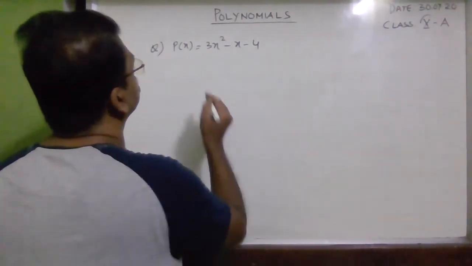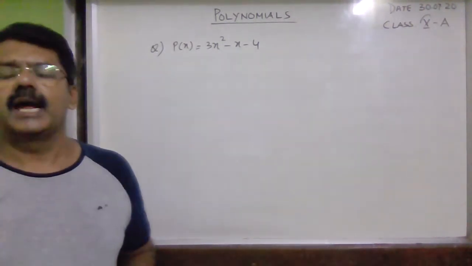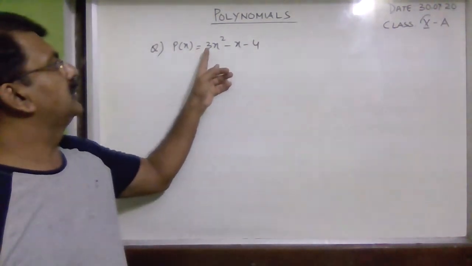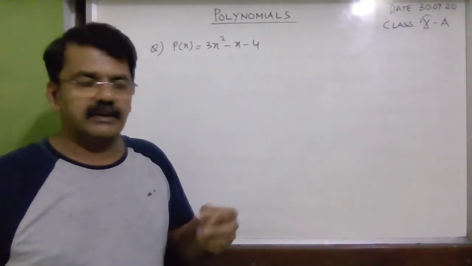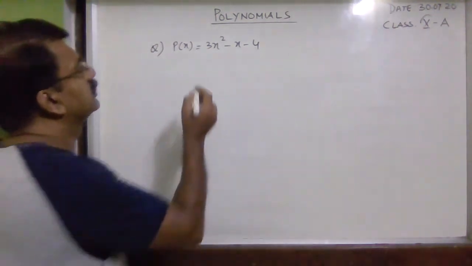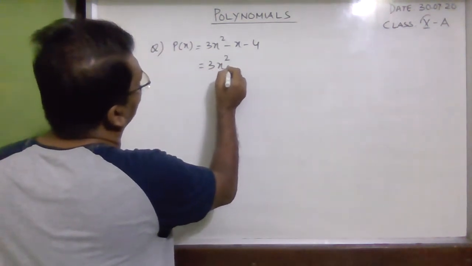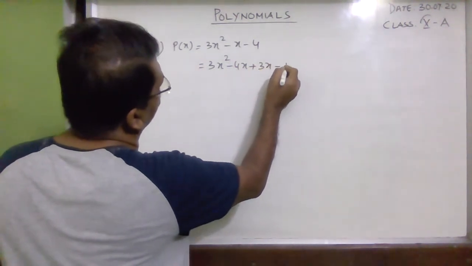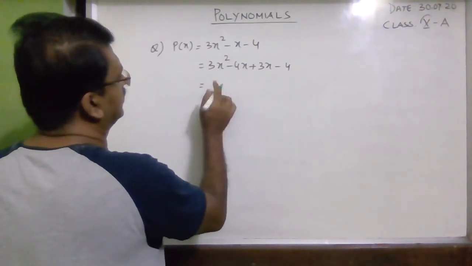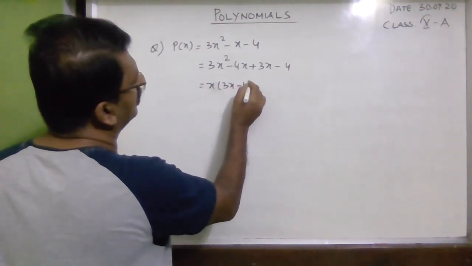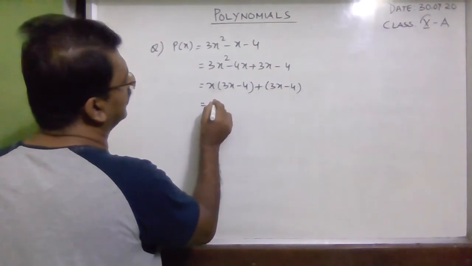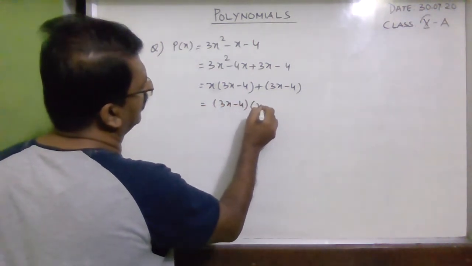Now what we do? First of all, we will factorize it, and we will factorize it by splitting the middle term. 3 into 4 is 12. Now two numbers whose product is 12 and whose difference is 1, 4 and 3 only. So you write it as 3x square minus 4x plus 3x minus 4. Now from the first two terms you take x common. So it is 3x minus 4. From the next two terms, you just simply write it. It is also 3x minus 4. Now you take 3x minus 4 common. So in the other bracket, you will have x plus 1.